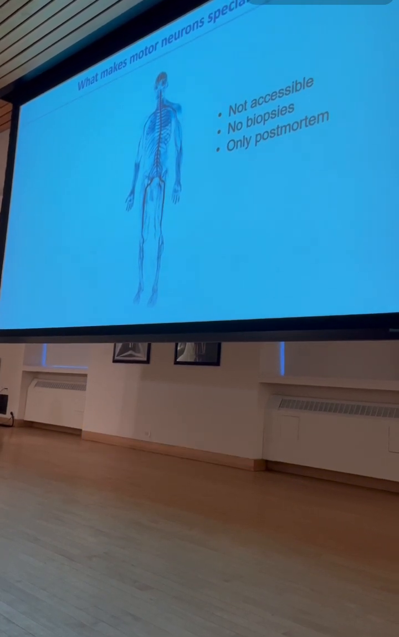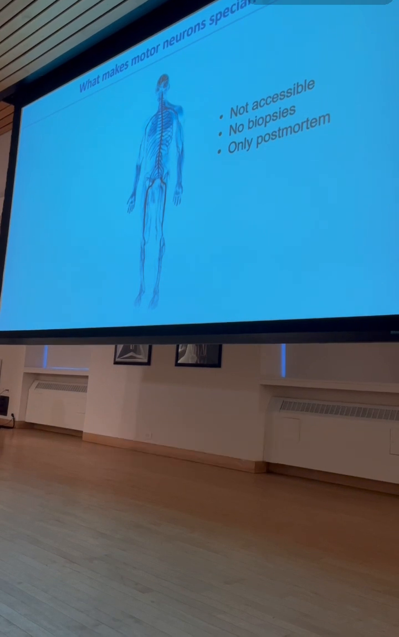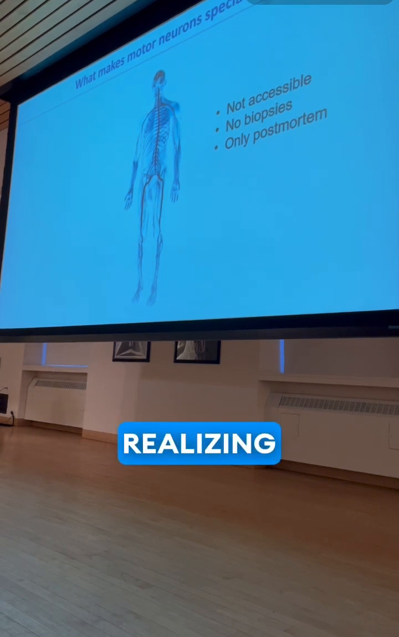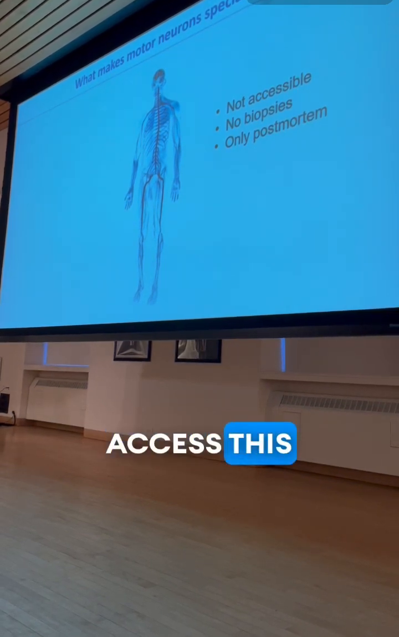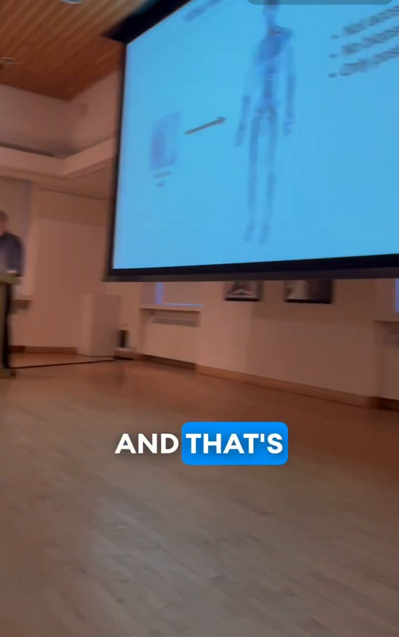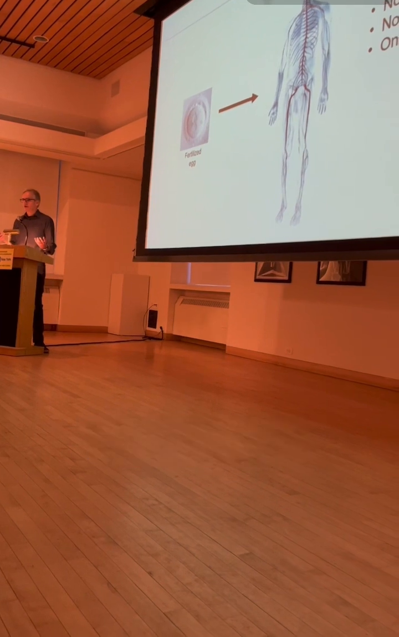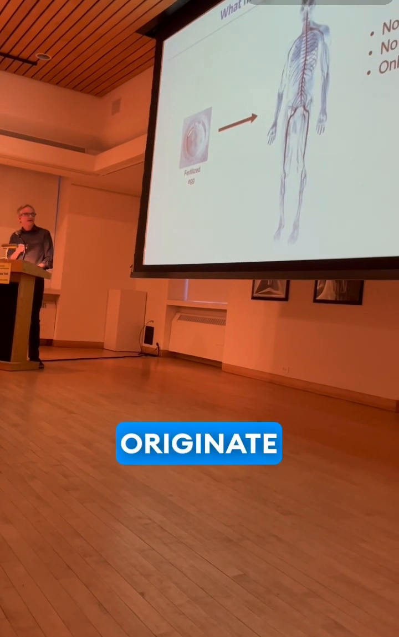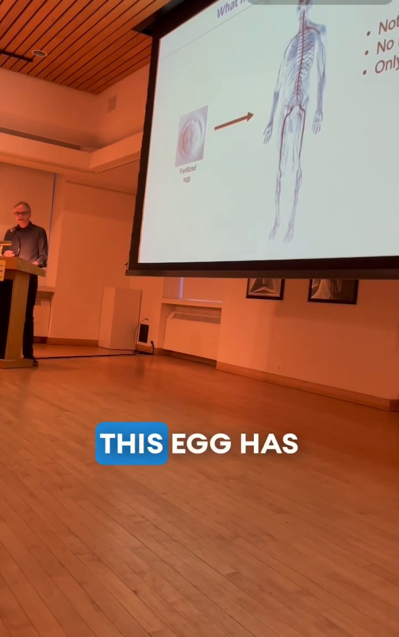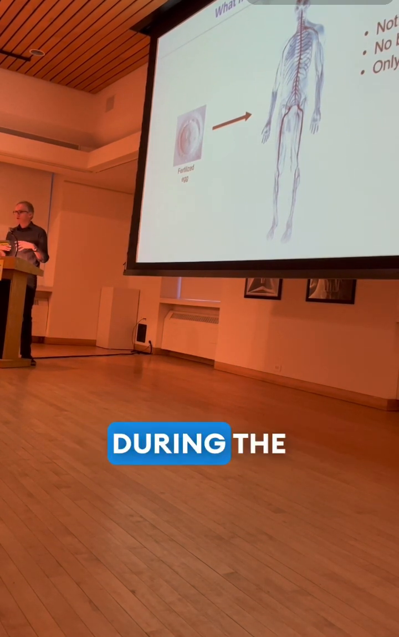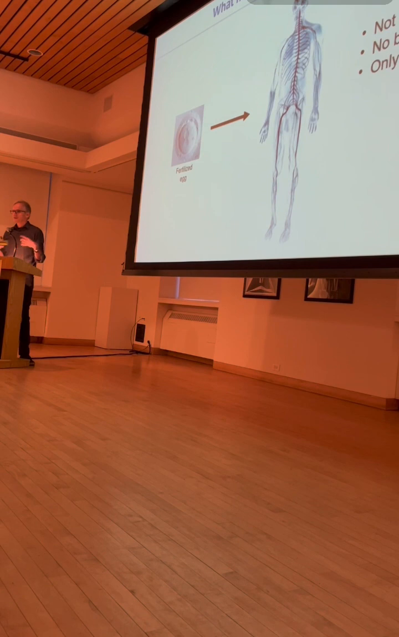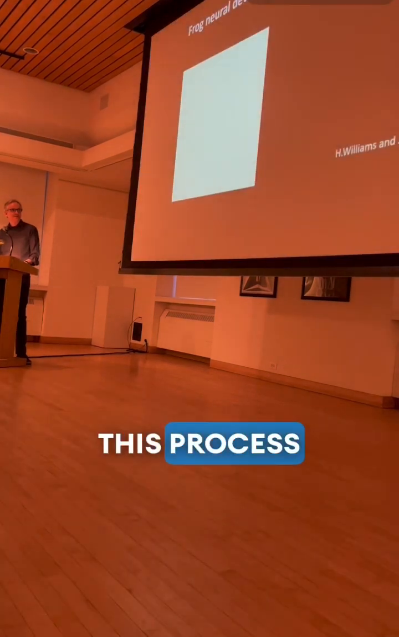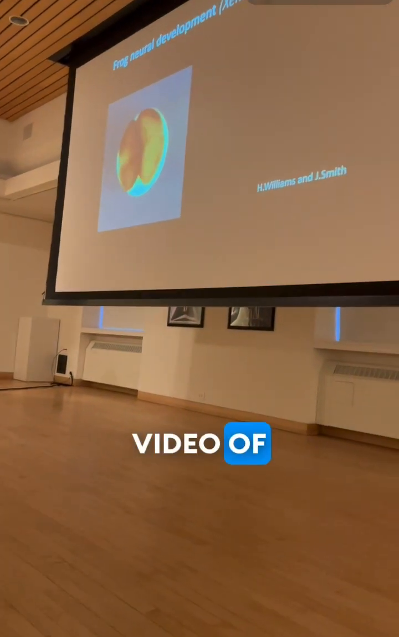And so the only way people studied this disease for many years is by looking at post-mortem samples in deceased ALS patients. But recently we started realizing that there might be other ways to access this cell type which is not very accessible. And that's by learning from the normal development that happens in the embryo. So we know that all cells in our body originate from a single fertilized egg. This egg has to divide, and somehow during the embryonic development, some cells have to be instructed to become motor neurons.